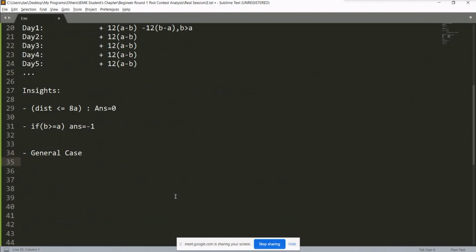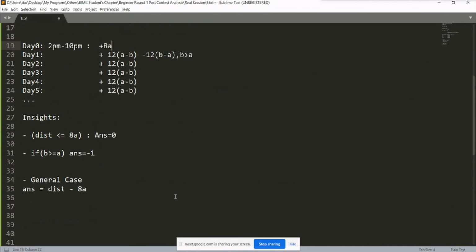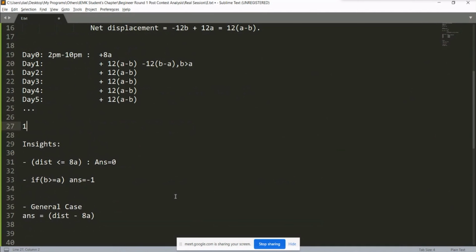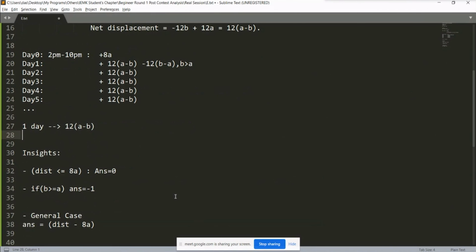The general case is that the total distance we have already stored here. So in the 0th day, we subtract 8A because we have covered 8A unit in the 0th day itself, and the remaining distance is distance minus 8A unit. Now, this is simply a unitary method problem: if in one day it covers 12A minus B unit, then in how many days?